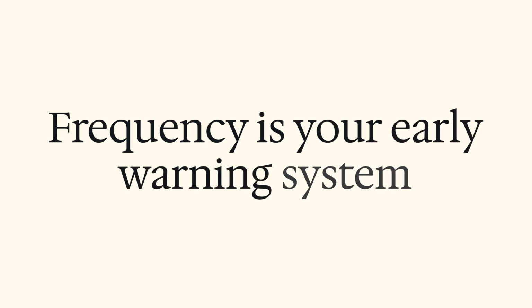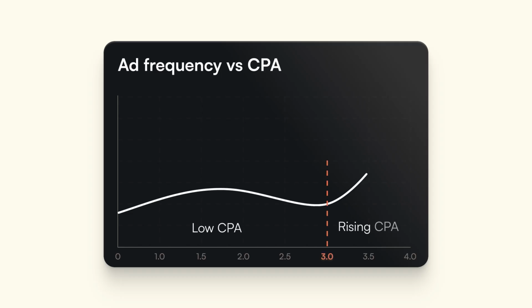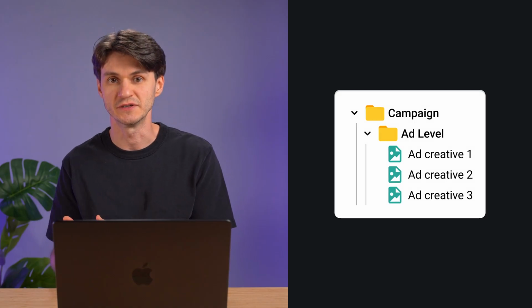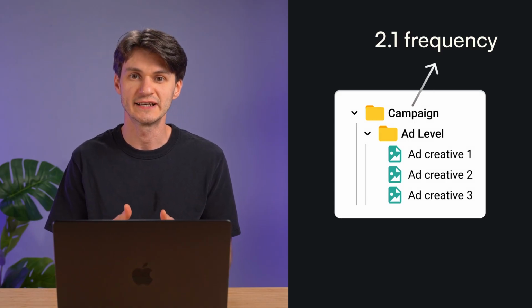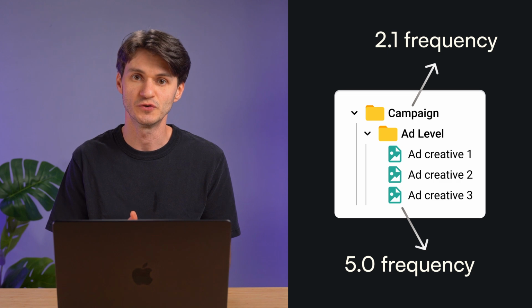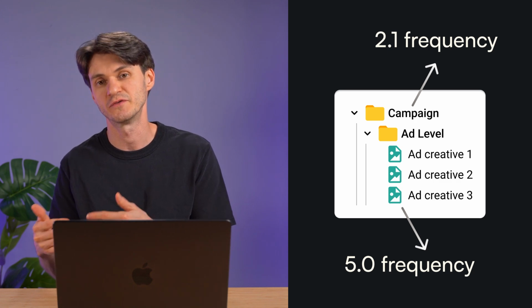Frequency is your early warning system. The metric that tells you fatigue is coming before Meta flags it is frequency. When frequency at the ad level passes 3.0, CPA tends to start climbing. Industry data suggests increases of 10 to 25% around that threshold, though the range varies by vertical. Very important: check this at the ad level, not the campaign level. A campaign average of 2.1 can hide individual ads running at 5.0 or higher. These are the ones dragging performance down.